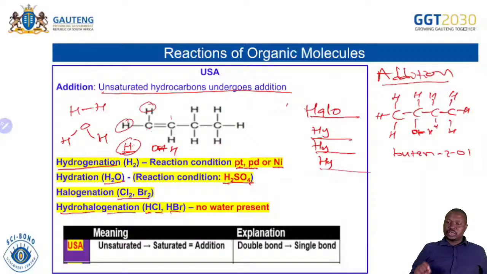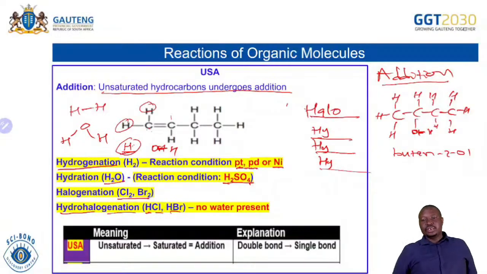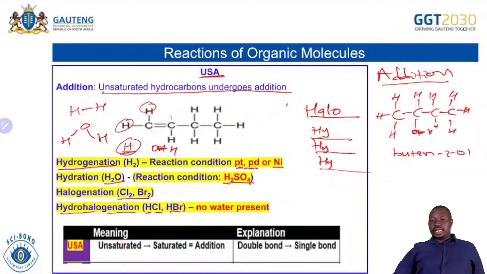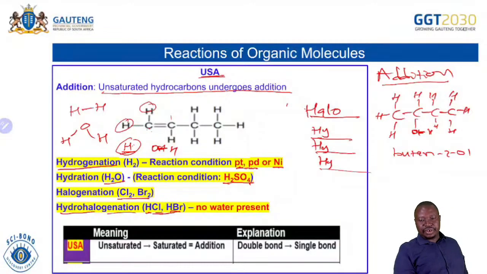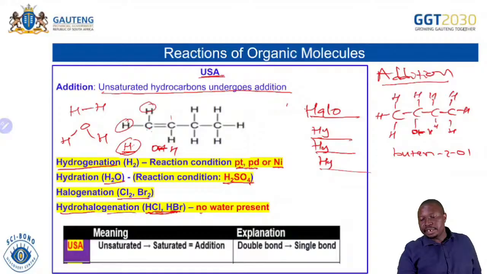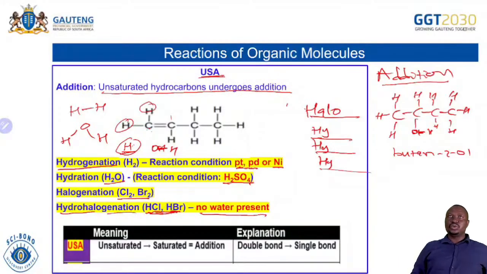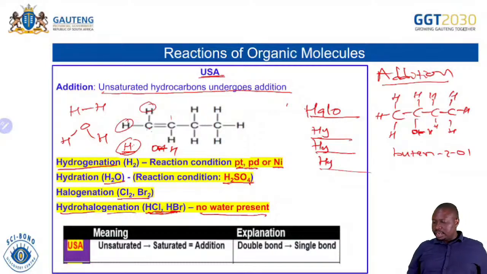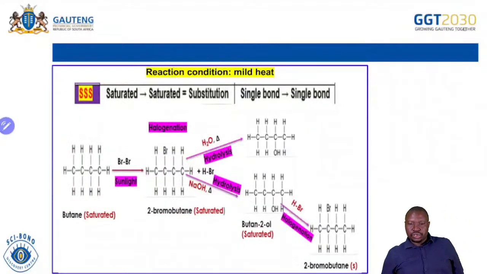I hope you have understood it well. So our strategy here was USA, which means unsaturated becoming saturated, that is addition. So when you see a double bond becoming a single bond, you must know that we are having an addition type of reaction. Don't forget, for the addition of HCl or HBr, no water must be present, because we'll always ask you to write the reaction conditions. So you must always remember the reaction conditions.